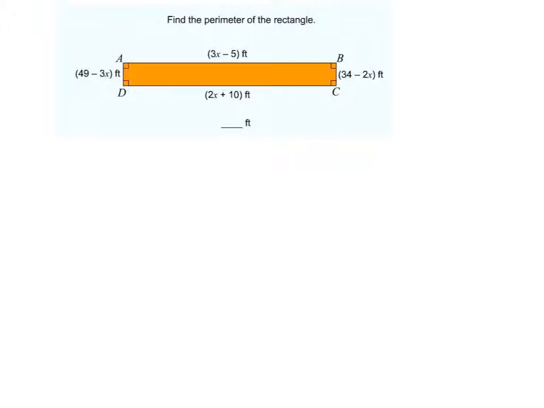Again, they want us to find the perimeter. So I know since it's a rectangle that the opposite sides are all equal, and it looks like the easiest equation to set up would be 3x minus 5 equals 2x plus 10.